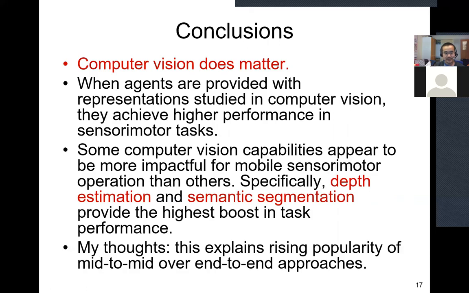So my thought is that this result explains the rising popularity of mid-to-mid approaches compared to end-to-end approaches. So we'll have a separate perception module on the left and a separate control module on the right. And so the intermediate planning and behavior prediction are performed by the deep neural network.